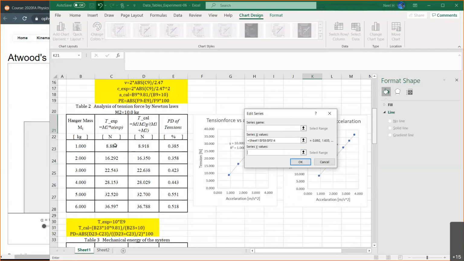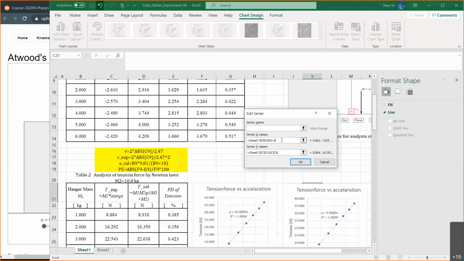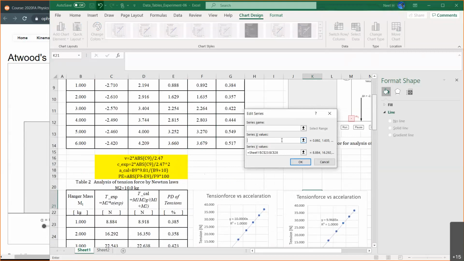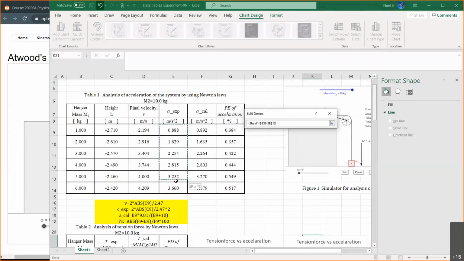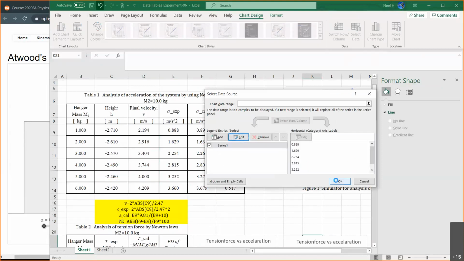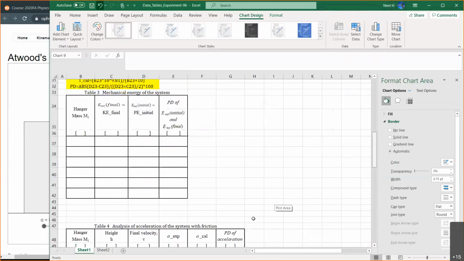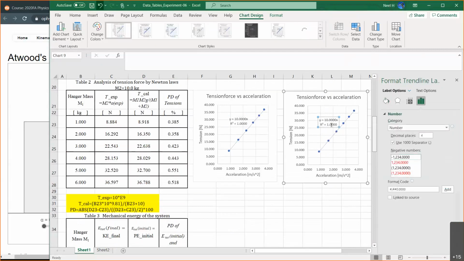Let's add here. Y range should be T experiment, starting from C23 to C28. Then go back to X and then delete everything there. X should be A experiment, starting from E9 to E14. Click OK. Click OK again. Now you have a new data set. Now this data set is actually not the previous one. This is the new one for the experimental values. You can see there's no difference at all. M2 values is exactly the same.